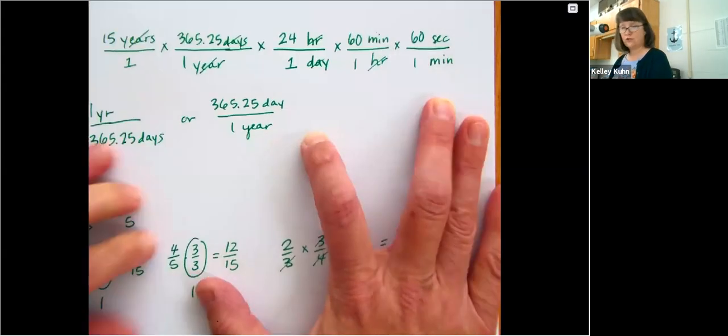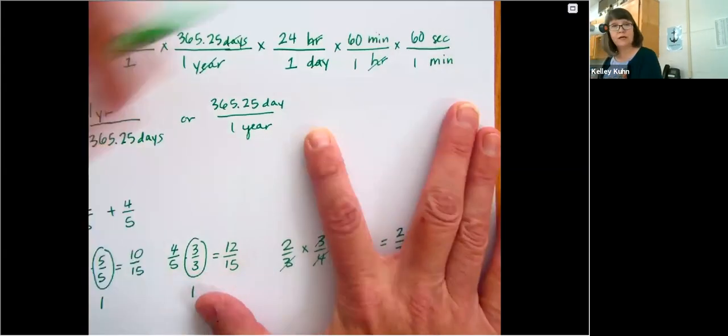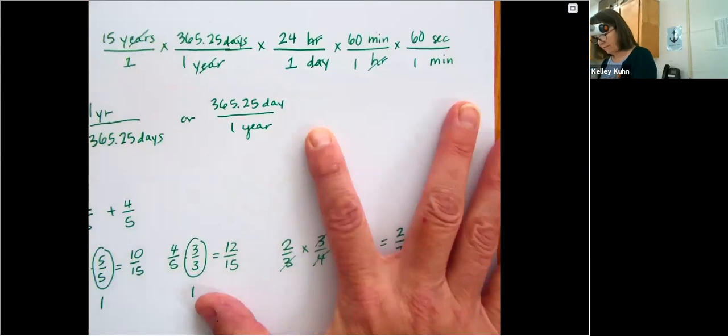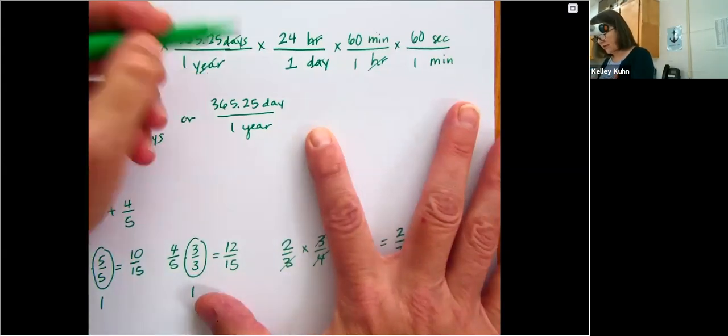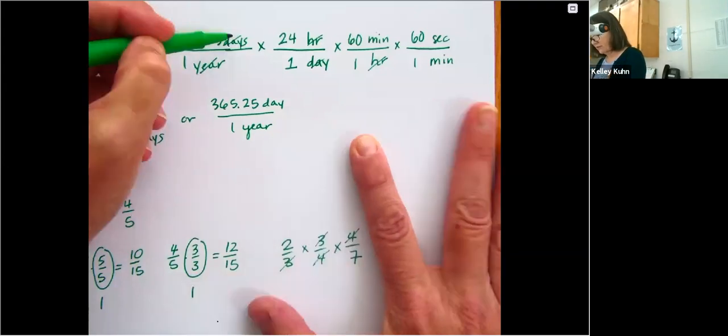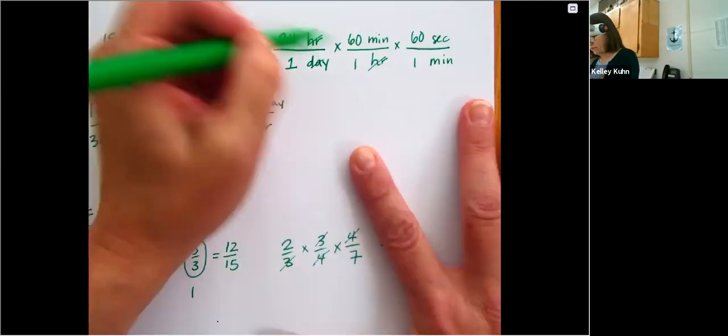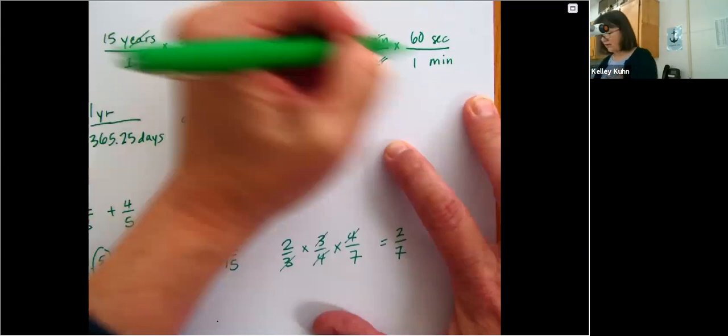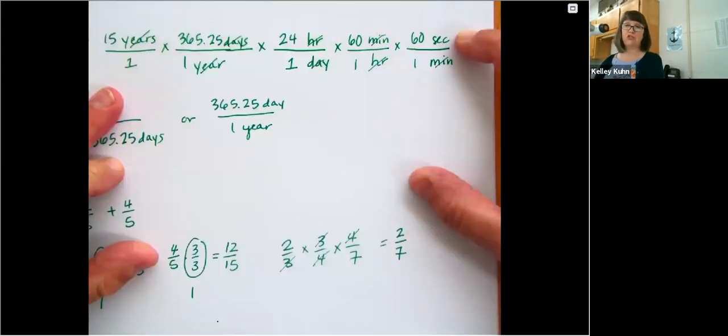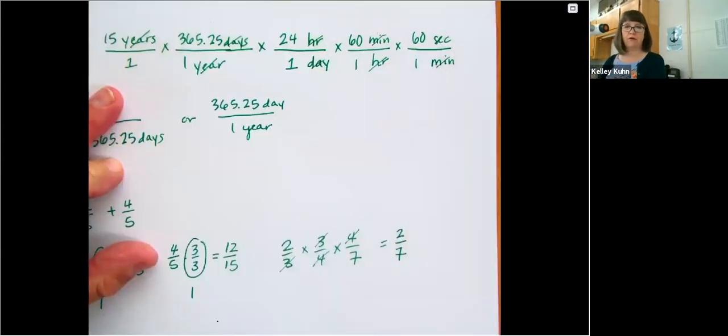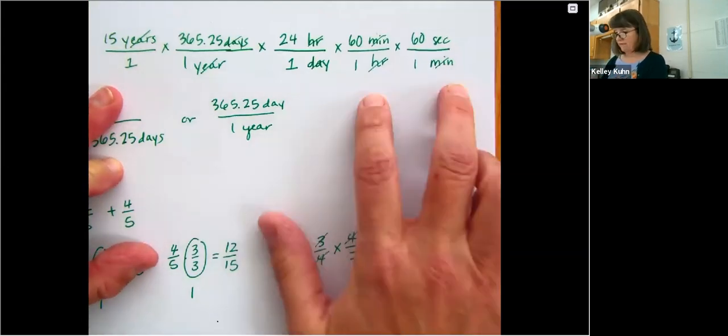Now, how do I actually problem solve this? First of all, I'm going to double check that I canceled all my units. Years on top, years on bottom, that cancels. Days on top, days on bottom, that canceled. Hours to hours, that canceled. Minutes to minutes. And what's on top of my last ratio should be what I'm solving for, which in this case, I was trying to figure out how many seconds Quimby had been alive.